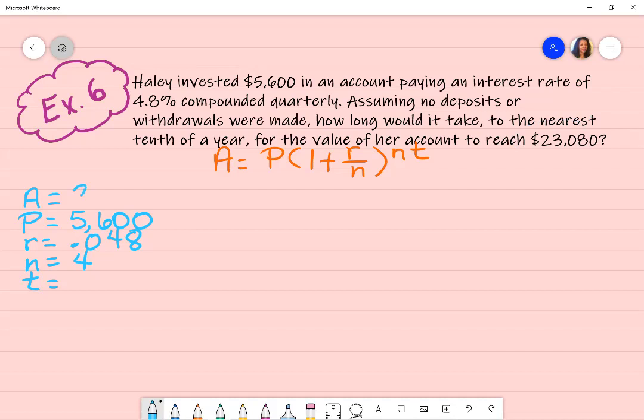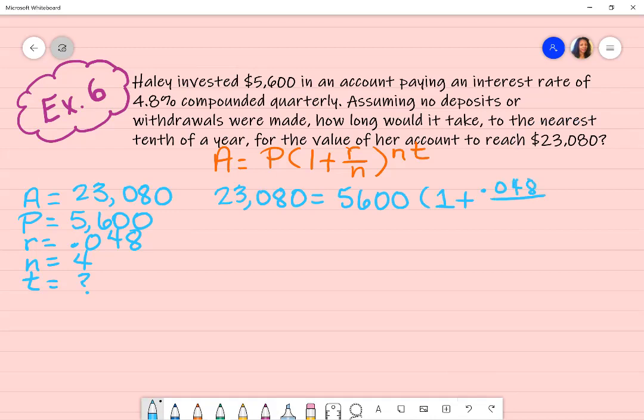To end is going to be your A of T, or A. And again, I have all of my variables accounted for except one. The one that's not accounted for is what I'm looking for. Substitute what I know. I know A is 23,080. P is 5,600. The formula tells me to take 1 plus the rate, which is 0.048, divided by, let's write a little neater here.